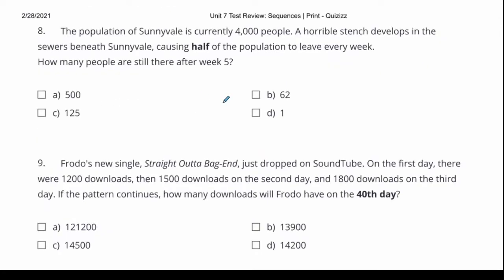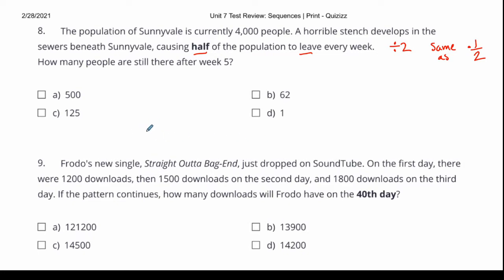All right, the population of Sunnyvale is currently 4,000 people. A horrible stench develops in the sewers beneath Sunnyvale, causing half of the population to leave every week. How many people are still there after week 5? So if you're losing half every week, that's like you're dividing by 2 every week, right? And remember, dividing by 2, well, that's the same as multiplying by 1/2.